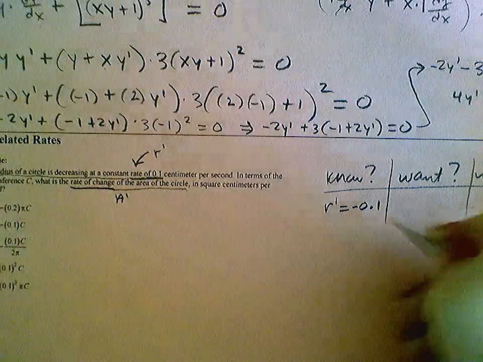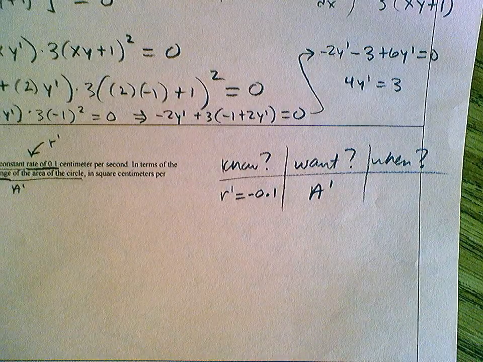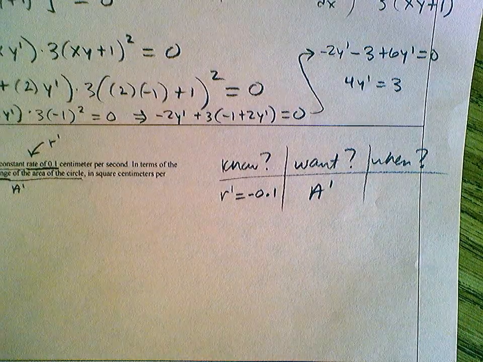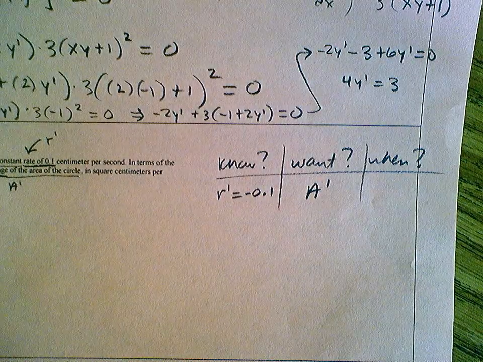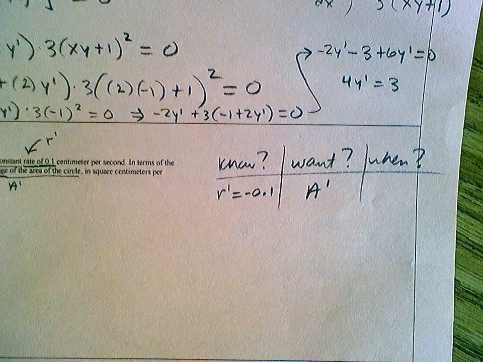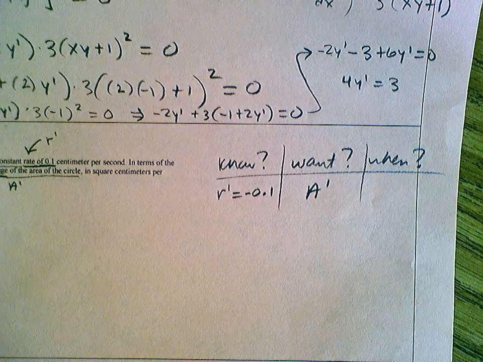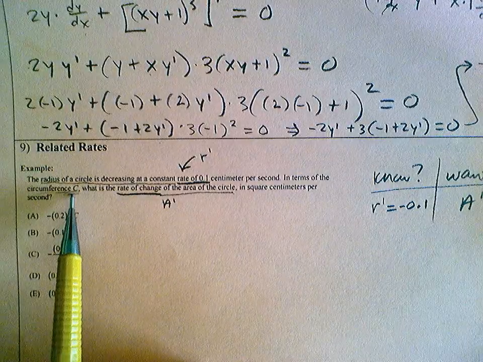So -0.1. What do we want? a prime. When? We don't know. They're not telling us that they want a prime at a certain time. So here, they're not giving us a when. So they want a prime in terms of the circumference C.